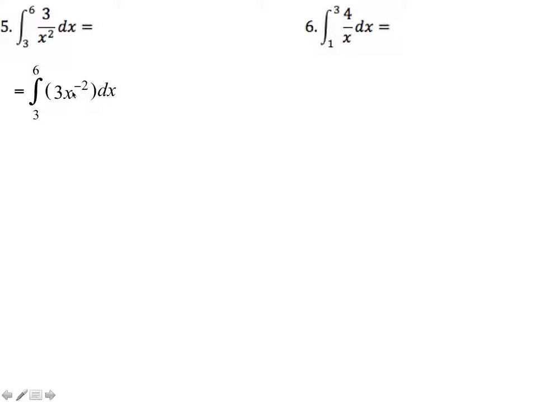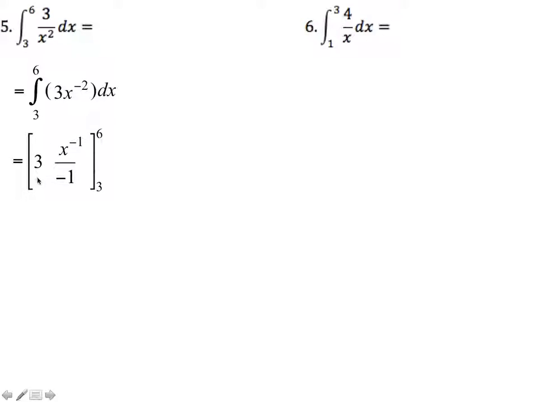So let's do this power rule here. We're going to bring the 3, put the 3 down. We'll deal with that later. Now let's do the power rule here. Negative 2, we're going to bump up that power by 1. Getting bigger means moving to the right on the number line. So 1 bigger than negative 2 is negative 1. So we have x to the negative 1 divided by negative 1. And we're going to evaluate that from 3 to 6.